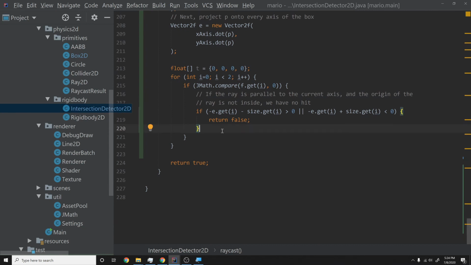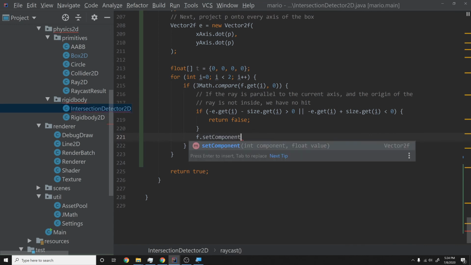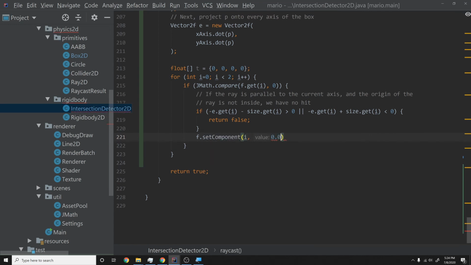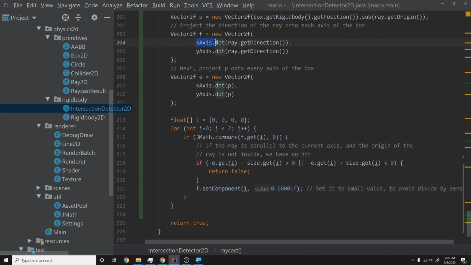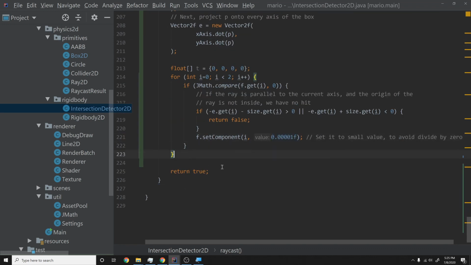Next, what we're going to do is, otherwise, if it was inside, we can still use this, but we have to make sure that we say f.set component I to 0.00001f. So we set it to a small value to avoid divide by 0. In this case, what would happen is it would be turned into infinity if we divided by 0, which still isn't good. So we just set the component of our f vector to a small number, and that should fix that.